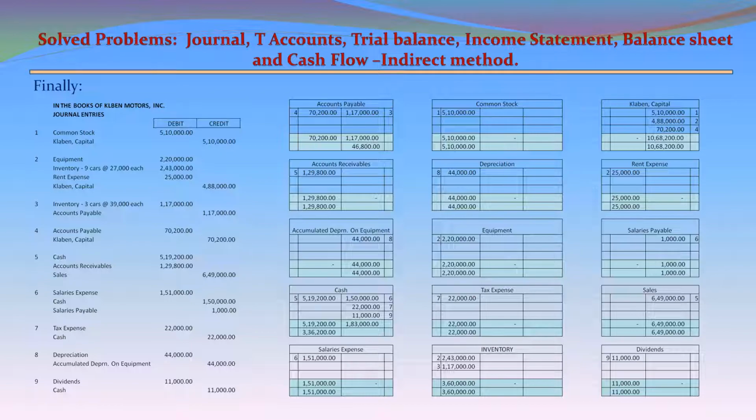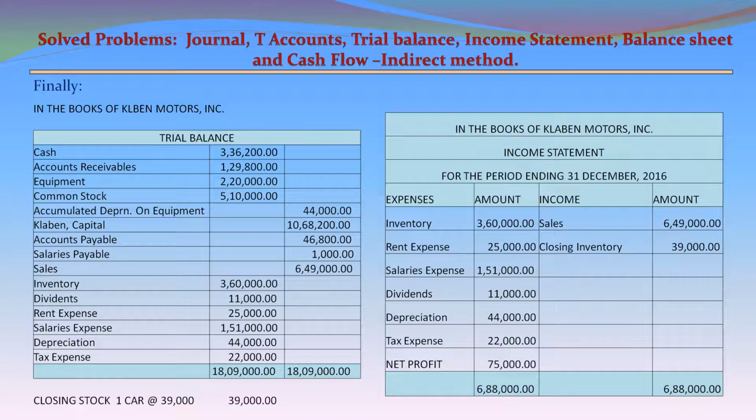Finally, we have all the journal entries 1, 2, 3, 4, 5, 6, 7, 8, 9 here and about 15 T accounts: accounts payable, accounts receivable, accumulated depreciation of equipment, cash, salaries expense, common stock, depreciation, equipment, tax expense, inventory, Kleban capital, rent expense, salaries payable, sales and dividends. The trial balance and income statement appear like this, which is already explained.